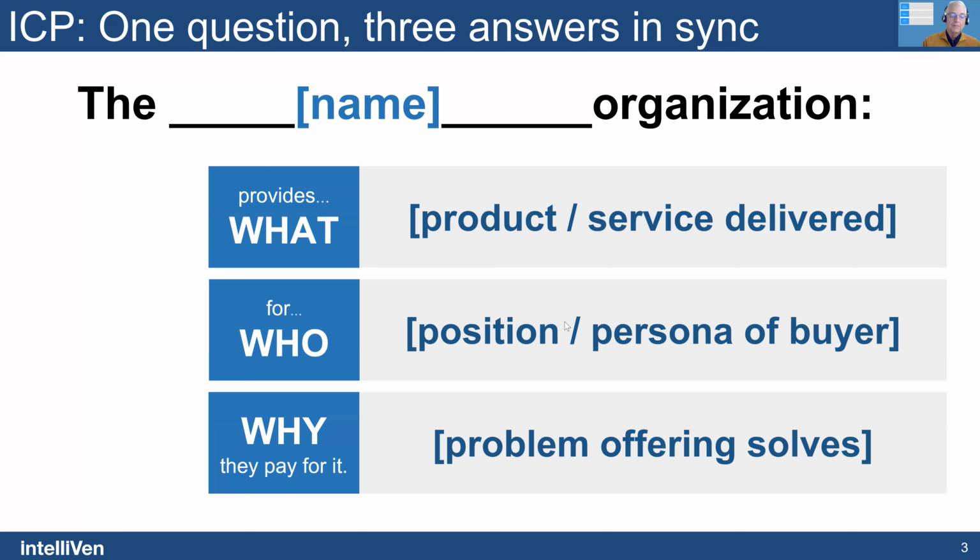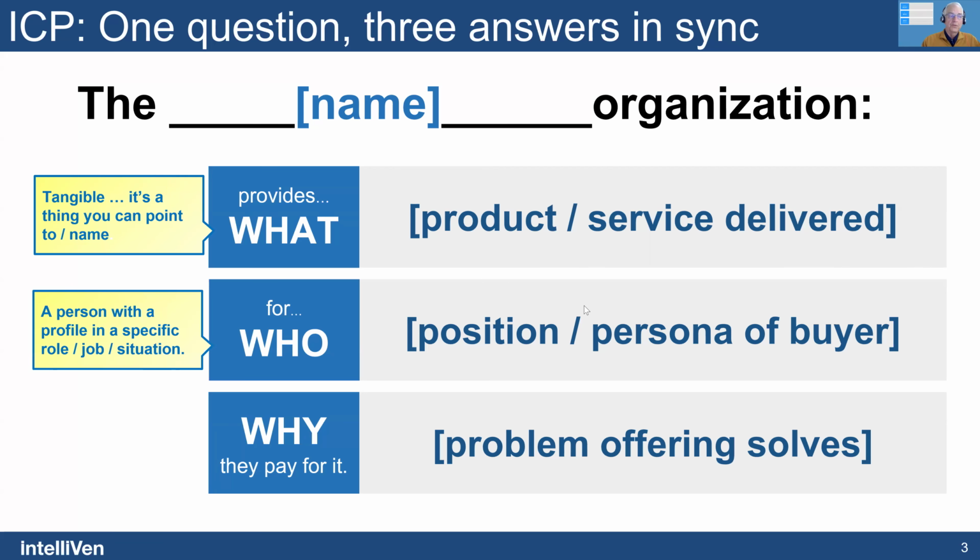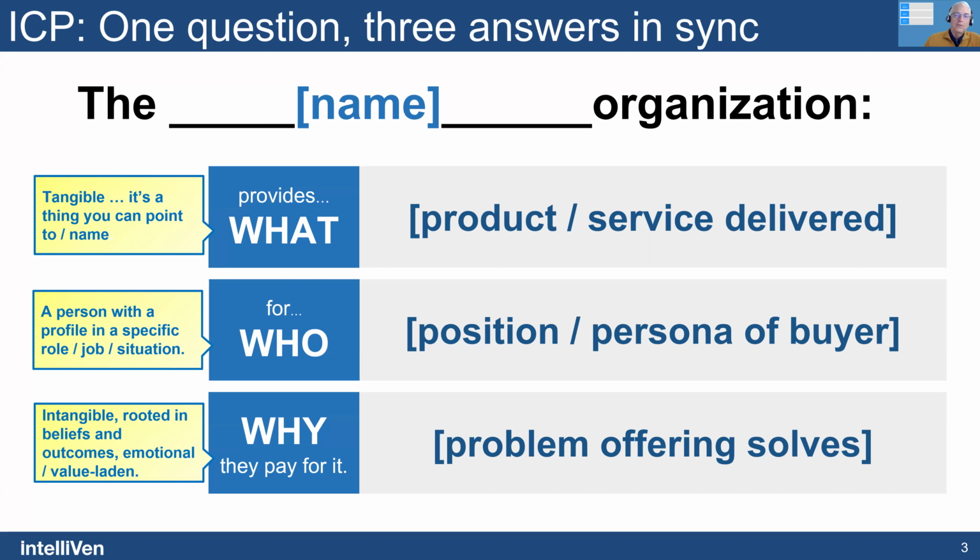Now, it sounds simple, but it's not easy for two reasons. First is cognitive load. That means you have to think about three completely different things to get all of these elements together in your mind. The what is tangible, something you can point to. The who is a person with a specific profile and a specific role, job, or situation. And the problem is intangible. It's rooted in beliefs, outcomes, emotional, and value laden. To think about all three of those at any one time for any length of time is extremely difficult.